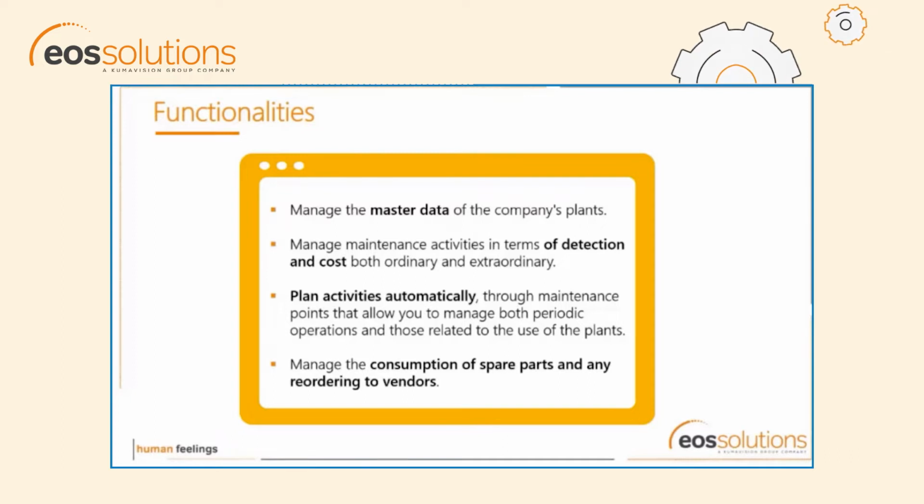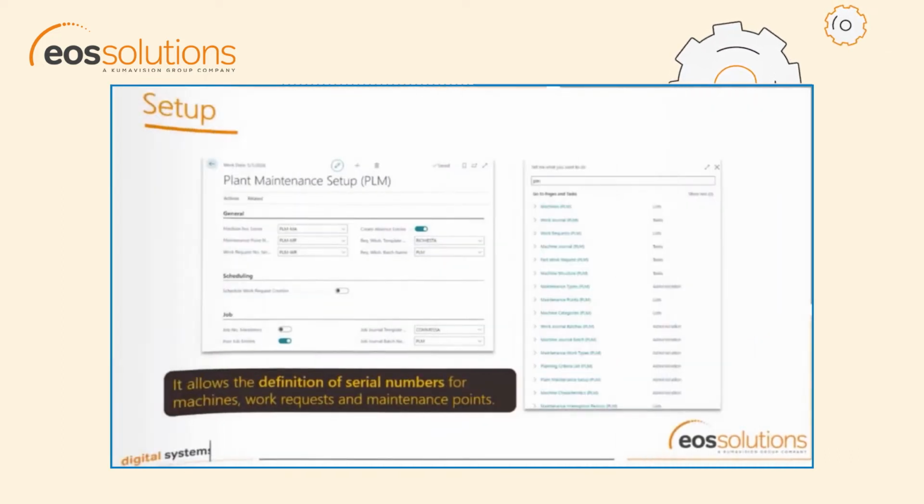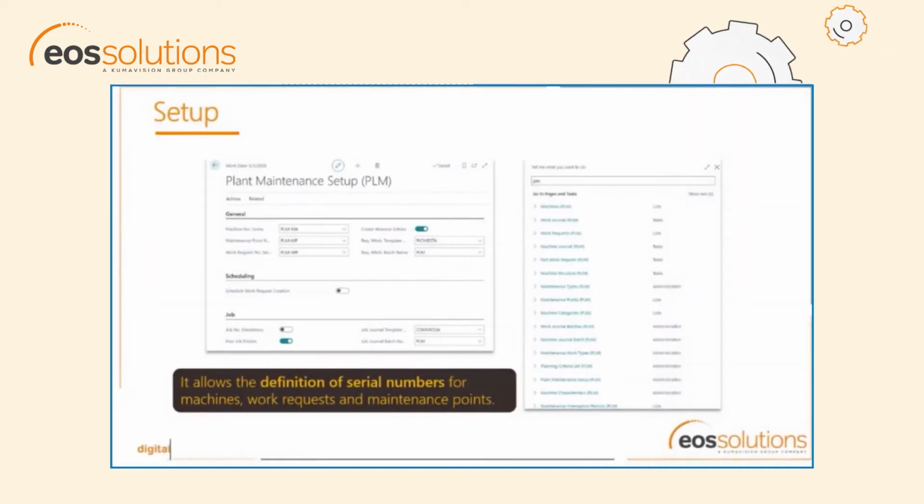We have a plant maintenance setup that allows us to define the serial numbers for machines, work requests and maintenance points. In reality, we also have in the setup the possibility to activate processes to automatically schedule the creation of work requests. Then we'll quickly talk about this later.